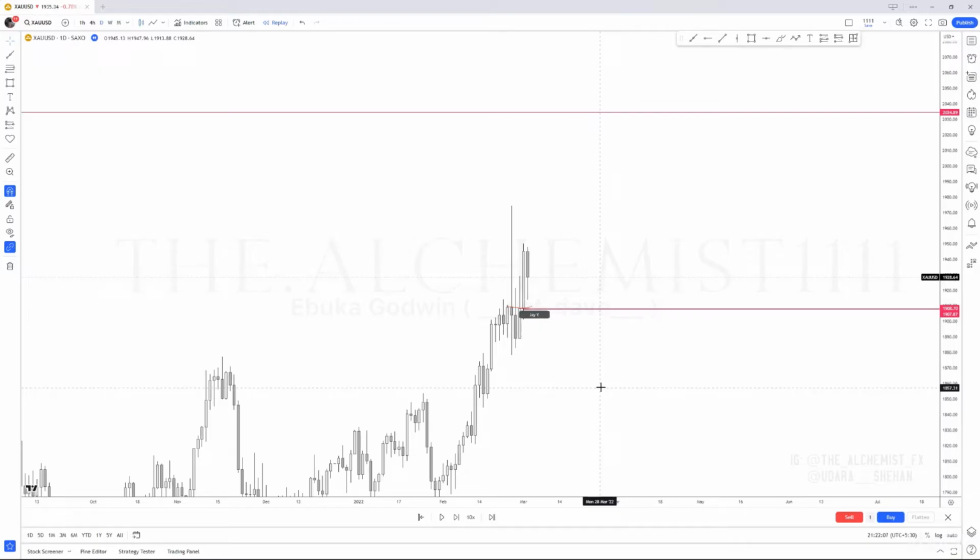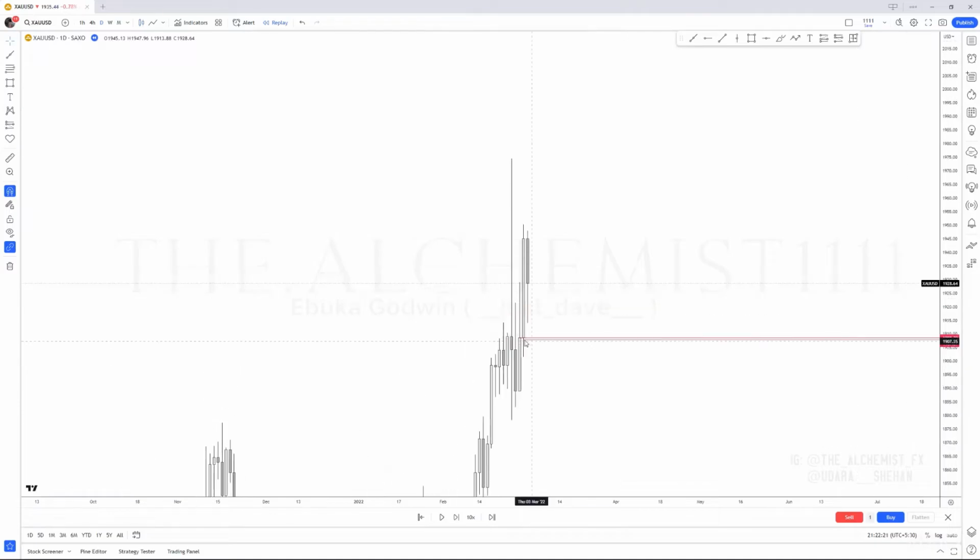So my question is, because we use this level as a rejection for the daily bullish storyline, can we use it as a support to buy from once again as well? Yes, we can use that. No problem. If it comes there, we can use that.